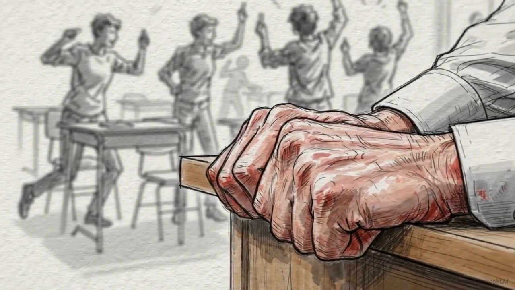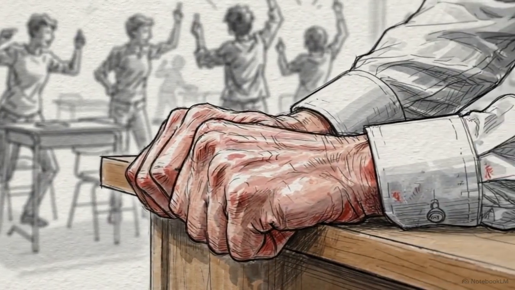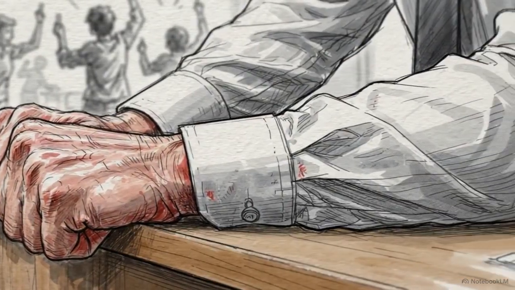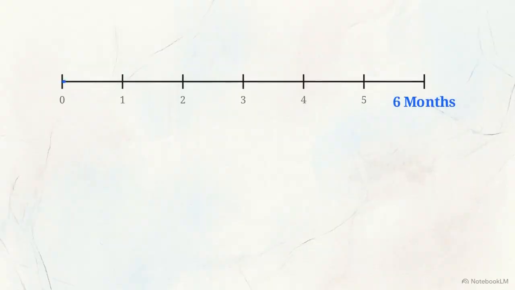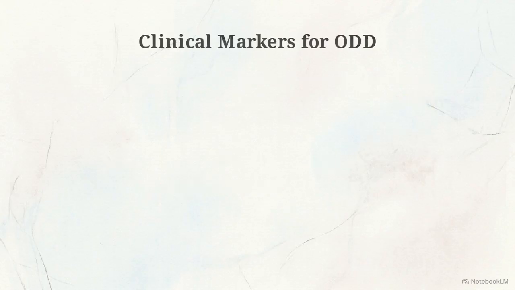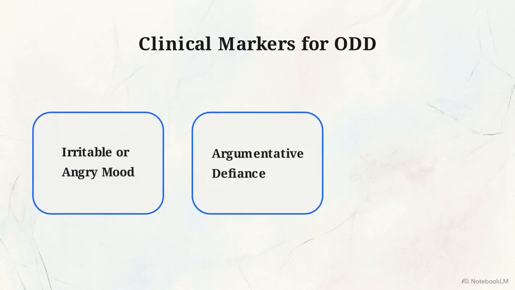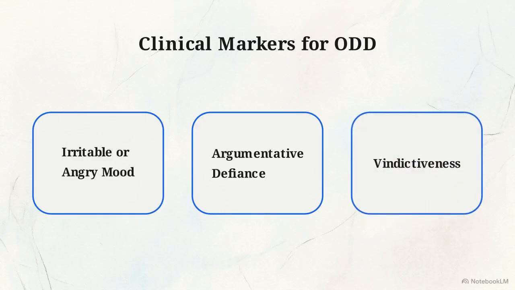Oppositional Defiant Disorder drives the highest rates of educator burnout among all behavioral challenges present in K-12 classrooms. Clinical diagnosis requires a persistent pattern of behavior lasting at least 6 months. Temporary outbursts resulting from external stress do not meet this threshold. Clinicians identify ODD through 3 specific pathological markers: a persistent irritable or angry mood, argumentative defiance, and vindictiveness.